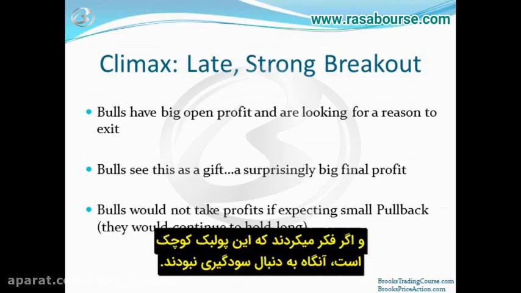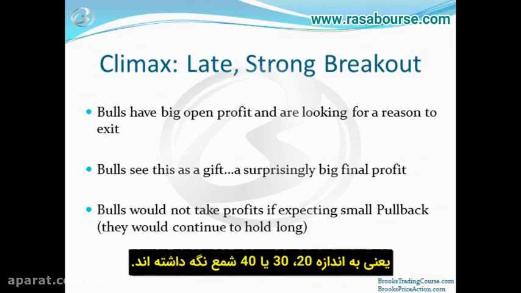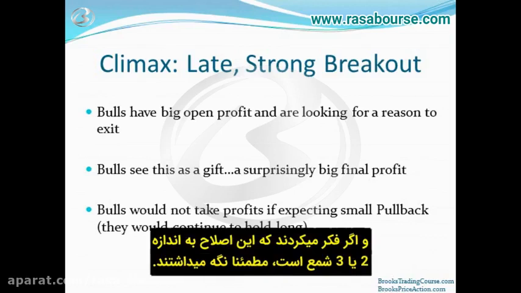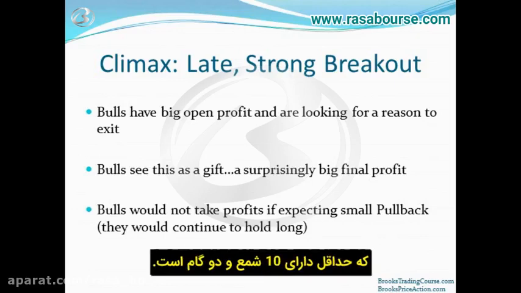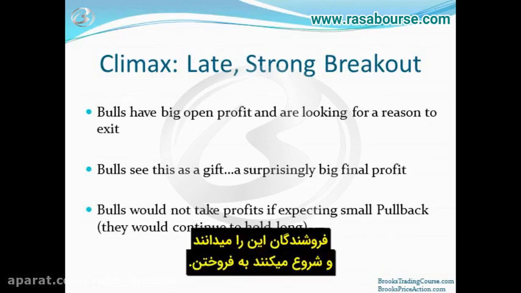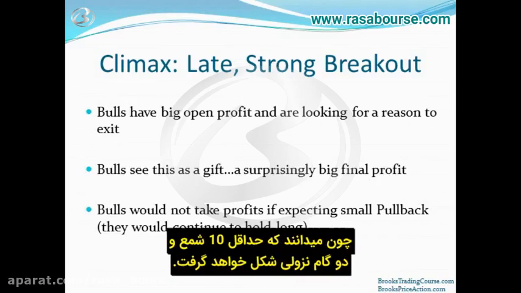And they would not be taking profits if they were expecting just a little pullback, right? They held on for 20, 30, 40 bars. If they think this correction is only going to be 2 or 3 bars long, they'd continue to hold. They're only taking profits because they're expecting a big pullback, at least 10 bars, at least 2 legs. And the bears know that, and because of that, the bears will start to short aggressively, knowing that they'll probably get at least 2 legs down and at least 10 bars down.